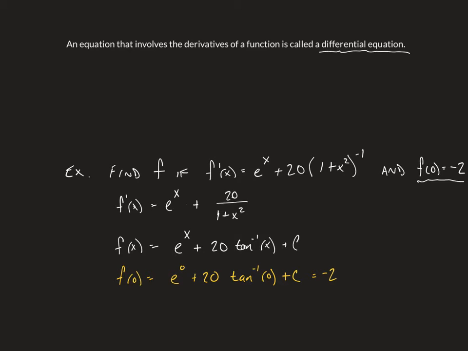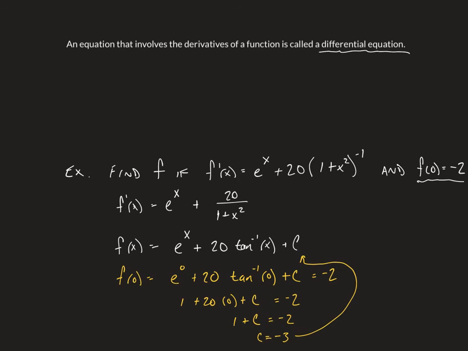Okay, so we'll go piece by piece. E to the 0 is 1, anything to the 0 is 1, plus 20 times, well, inverse tangent of 0 means what angle would give me a tangent value of 0. In that case, that would be 0. There could be a number of values there, but 0 plus c equals negative 2. All right, so this ends up being 1 plus c equals negative 2, or c equals negative 3. So what that did for us is it allowed us to specifically state what c has to be.